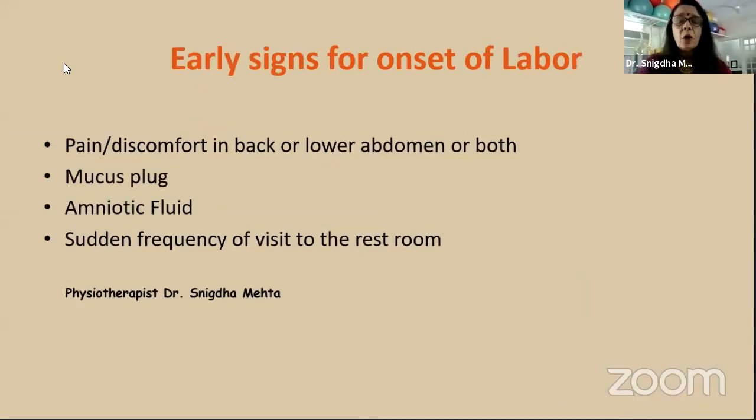What are the early signs of the onset of labor that a woman would recognize? Pain and discomfort, which we often see in all these movies, could be in the back and lower abdomen, and most women at a very young age are familiar with this sign of labor. But they may not be familiar with that mucus plug, which could be blood stains, could leak as the first sign of labor. There could be amniotic fluid leak or gush as a first sign of labor without the pain. And there's one symptom that they do not recognize: sudden frequency to need to visit the restroom. So all of these signals would indicate that the woman could be beginning to go into labor.